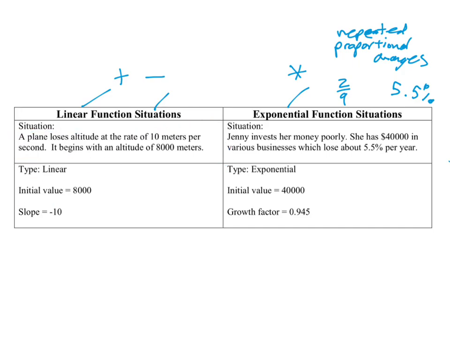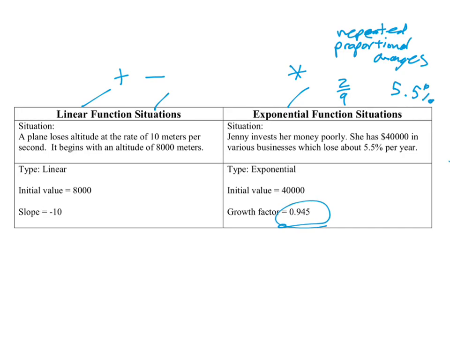When I read through a situation like this, you can find your initial value by just finding what you start with. In this case, it started at an altitude of 8,000 meters. It is losing an altitude of 10 meters per second, so we got a negative on our slope. This one here started at $40,000 and it's losing 5.5%, and so the initial value is 40,000.